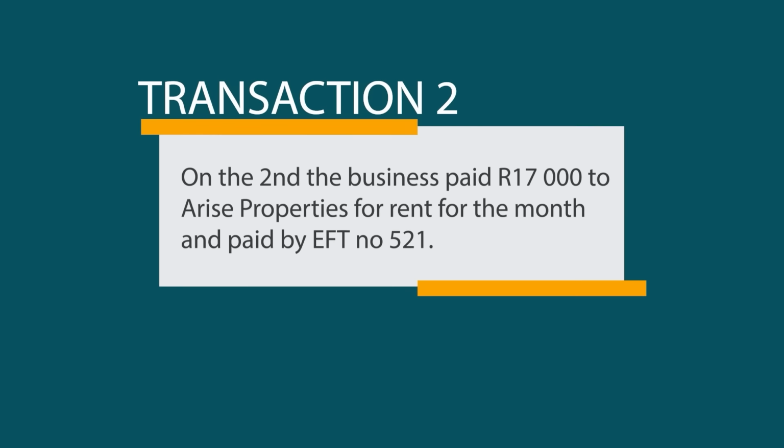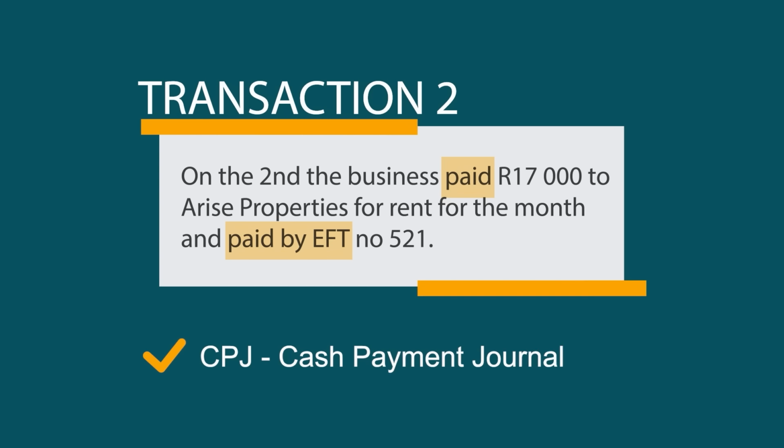Let's move on to the next transaction. On the 2nd, the business paid 17,000 Rand to Arise Properties for rent for the month and paid by EFT number 521. Remember, grade 8, the golden rule is stop, evaluate, and move on. Again, let's look at the key words in this transaction. The words paid and paid by EFT indicate that we made a payment, which means this transaction should be recorded on the CPJ.